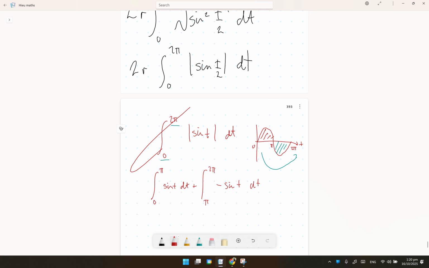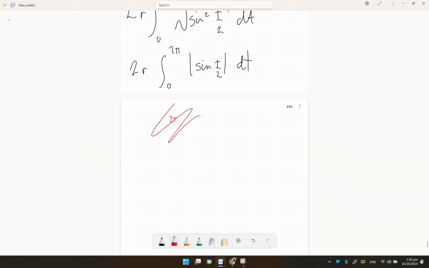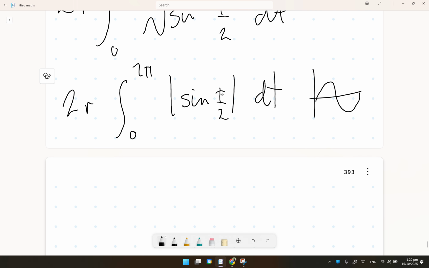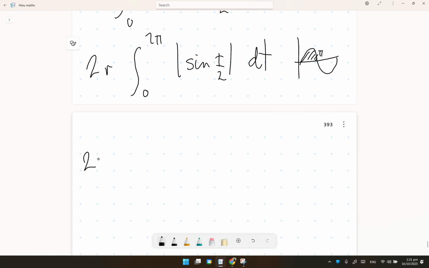That's just an idea of how to use modulus, but because we have t over 2, the highest limit is 2 pi, and 2 pi over 2 is just pi, so for the whole range of this limit, it's going to be positive. We don't have to do the splitting up, but if we did have to, then we would. So keep that in mind, guys. But this would just be a positive sine t over 2.